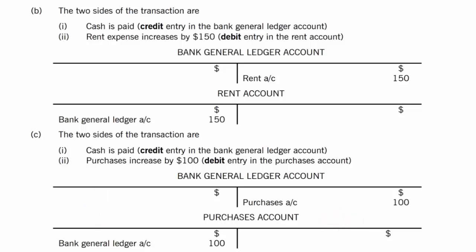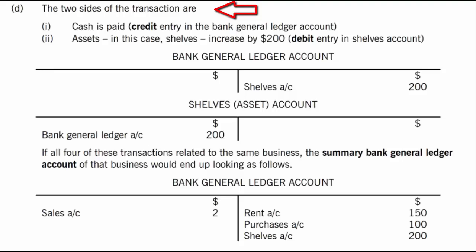Recording in ledger accounts. Bank general ledger account, cash, credit $100. Purchases account, debit $100. Transaction D. Buying shelves for $200 in cash. What happens? The business buys shelves, which are considered a non-current asset. Cash decreases, but the shelves account, another asset, increases.